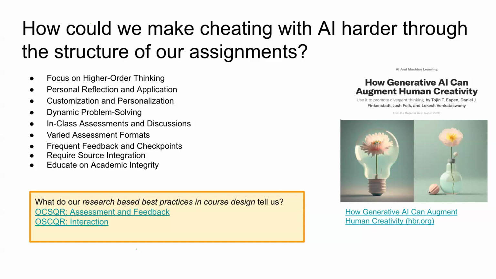So how can we make cheating with AI harder through the structure of our assignments? So how do we take Bloom's and dig a little bit deeper in applying this? Rand, do you want to speak to the bullet points here real quick?